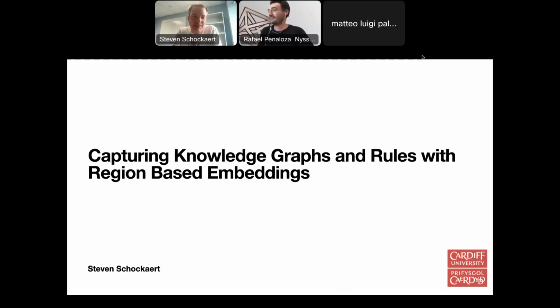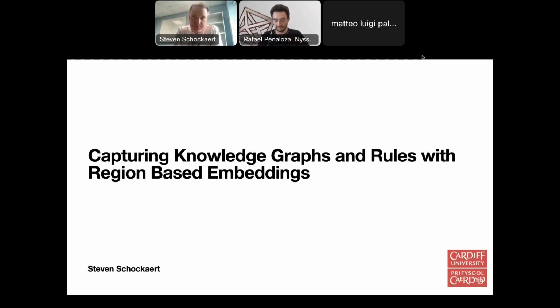So yeah, I have a long-standing interest in geometric representations of knowledge. Obviously in the last 10, 15 years, there's been a lot of work on representing knowledge graphs in a geometric way, using vector space embeddings. But in practice, we don't just want to represent knowledge graphs. There are also rules and maybe ontologies and more generic knowledge that we also want to represent.